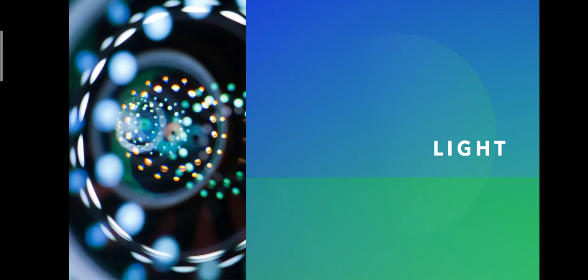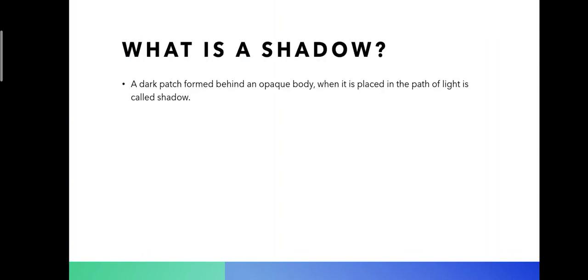Today I am going to explain to you part 3 of light, in which we are going to learn about the shadow. So what is a shadow? A dark patch formed behind an opaque body when it is placed in the path of light is called a shadow. So a shadow is a dark patch.